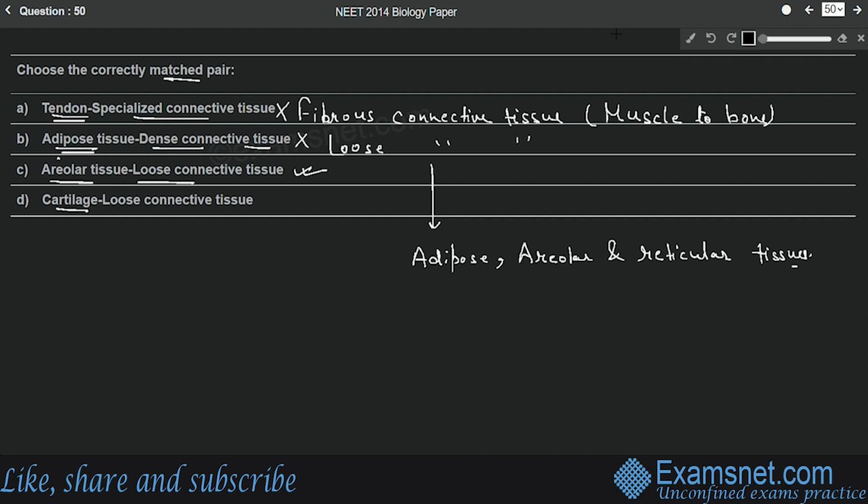And the last one, cartilage is matched with loose connective tissue. So loose connective tissue does not include cartilage. Okay, cartilage is a skeletal connective tissue. Connective tissue that is found in the joints between the bones, rib cage, ear, nose, etc. Okay, so the correct answer is option number C.